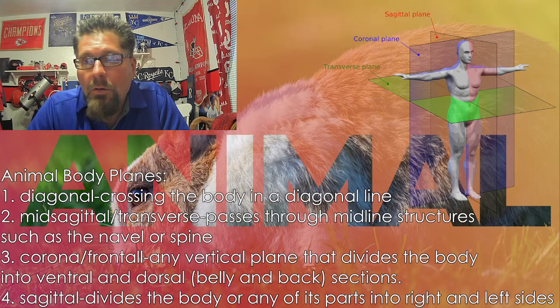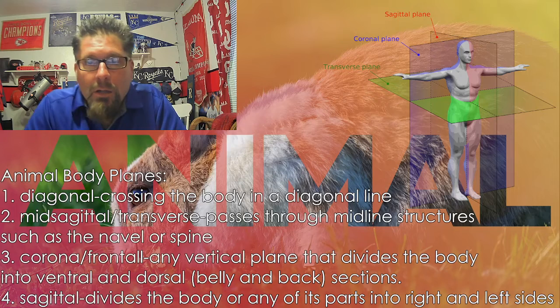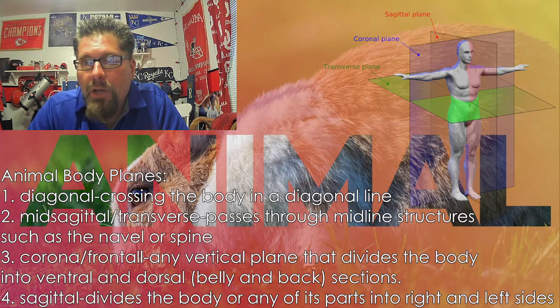The coronal plane separates the front from the back. Again, for us, it's upright. It'd be perpendicular to the ground, but for a dog, separating the front from the back, that'd be parallel to the ground. So it's the same plane. It's just because of their different body structures, it's a different angle. And your sagittal plane separates the left from the right.